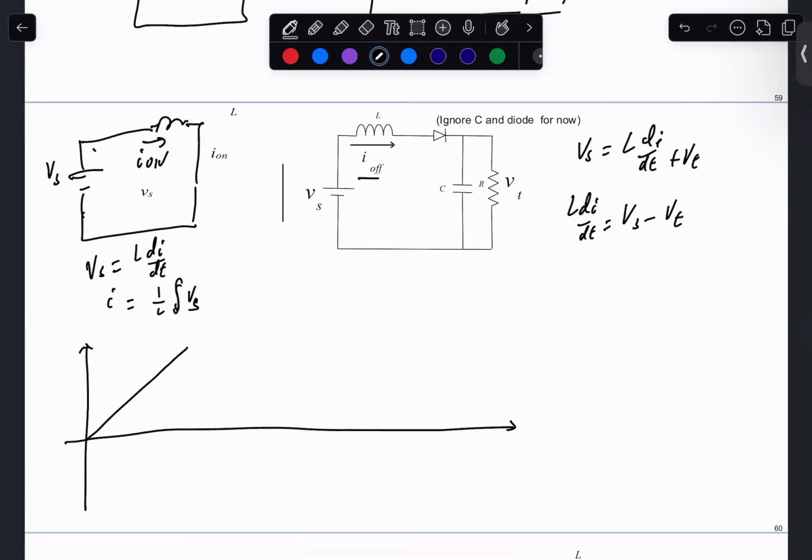So this is what the current behaves like as the current goes up, and this is T on.